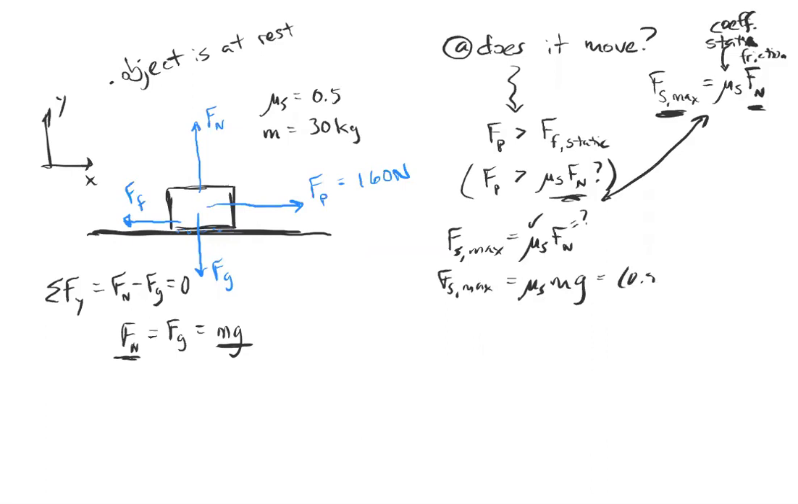And so we've got the coefficient, we've got the 30 kilogram mass, and we've got the gravitational acceleration. Anyway, the product of all of those things should equal, I think, 147 newtons. You can check me, okay? 147 newtons. That's the maximum static friction force that can be supplied based on what we know about this situation.